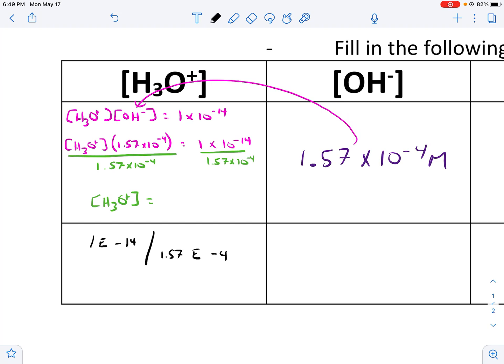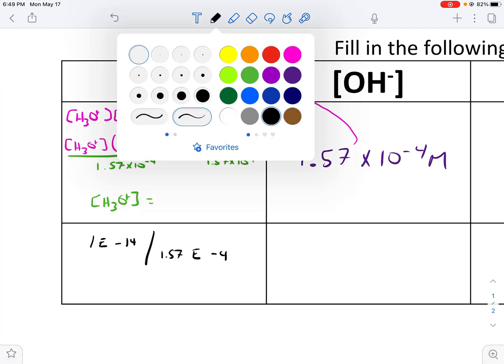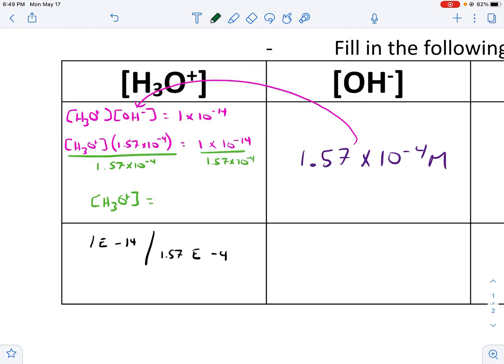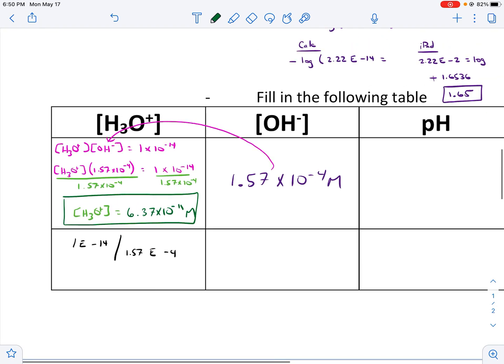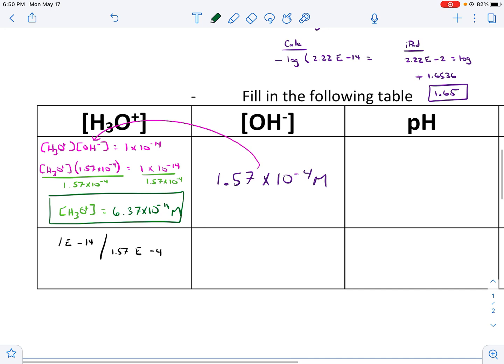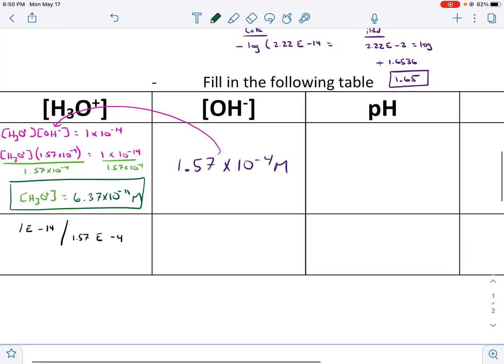When you type this in, the answer you should get is 6.37 times 10 to the negative 11th. Please make sure you got that. All right, that's what you should get there. Okay? Sorry about my dogs. Somebody is apparently walking around in the backyard. Okay, so everybody's got that. Hopefully that's good. So we have our hydronium, we have our hydroxide. Now we can find pH and POH from there.